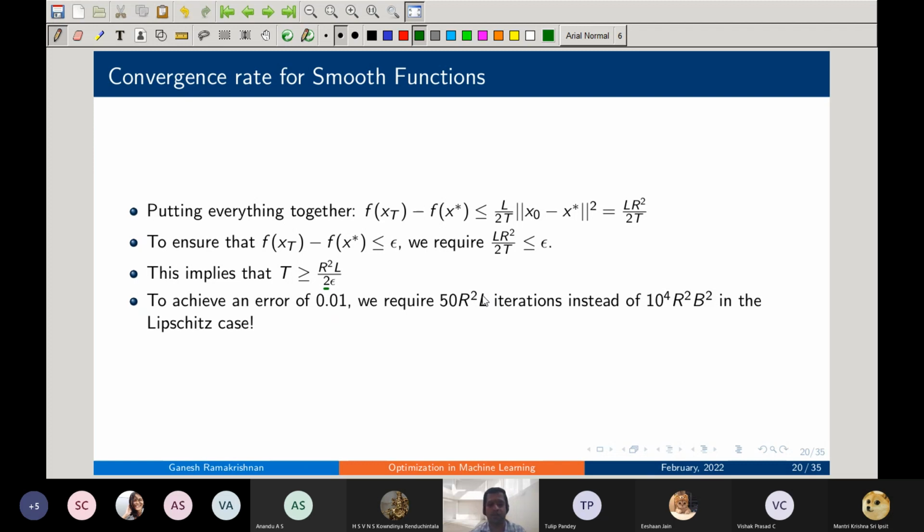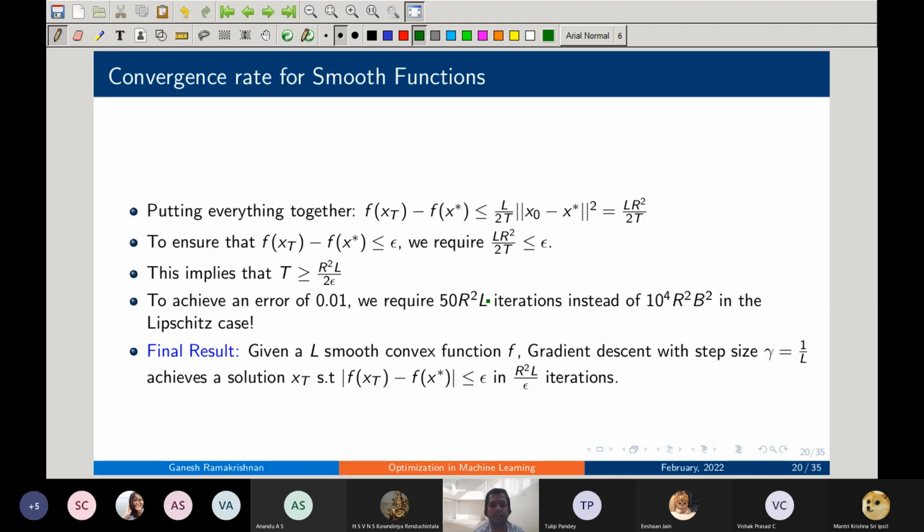Okay, so this is the final result. Given an L-smooth convex function, with a gradient step of step size gamma equals 1 by L, you achieve a solution x_T such that f of x_T minus f of x star is less than or equal to epsilon in r square L by epsilon iterations. Again, my point is this holds for this step size, but it also holds with any other step size. It's like the worst case step size. Recall that this gamma was chosen to give the lowest upper bound. Okay, so any other gamma will only help with that upper bound.